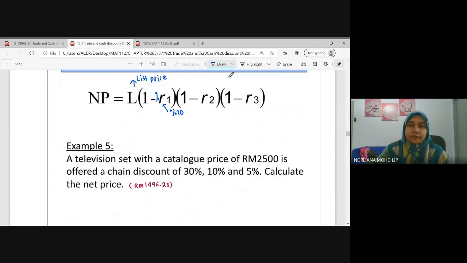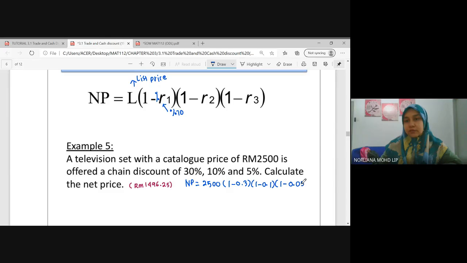Okay, example 5. Try this example 5. Given a chain discount of 30%, 10%, 5%. Substitute: NP equals the list price, 2,500, times 1 minus 0.3, times 1 minus 0.1, times 1 minus 0.05. There are three discounts, 30%, 10%, 5%. So you get the net price is 1,496.25.